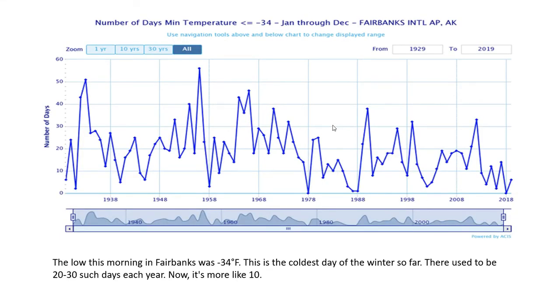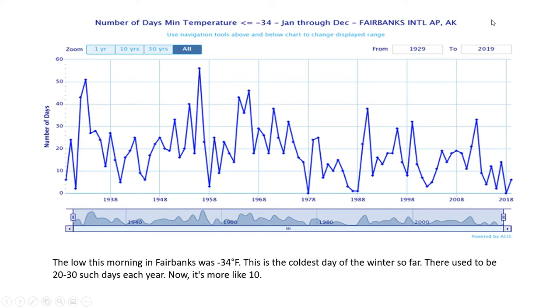Now, this is an interesting graphic. So basically what I've shown you in the prior graphics is that things are warming up, right? These are air temperatures we're looking at. Things are warming up in Alaska. So now this is the number of days where the minimum temperature is less than or equal to minus 34. This is in January through December, as recorded at the Fairbanks International Airport. Now, a little caveat. For some reason, the airport tends to record temperatures that are a little bit warmer than the rest of the surrounding region.